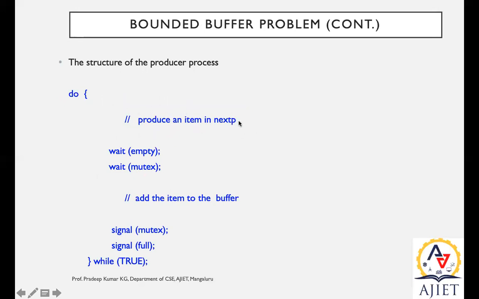Produce an item. Already produced an item. So now when the item is produced, wait on empty and wait on mutex. Initially, if the buffer is empty, then we are supposed to give a chance to access that particular data, whatever data was produced in the previous case. That's why mutex is set to 1.